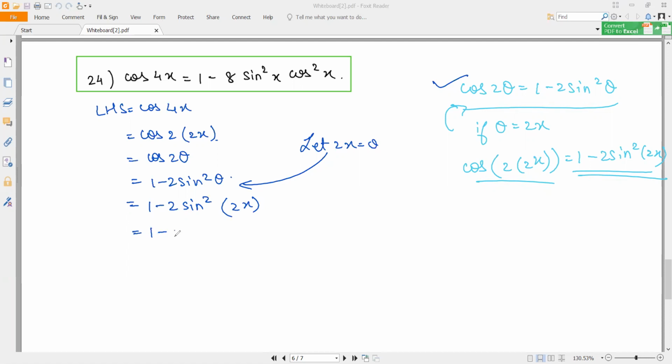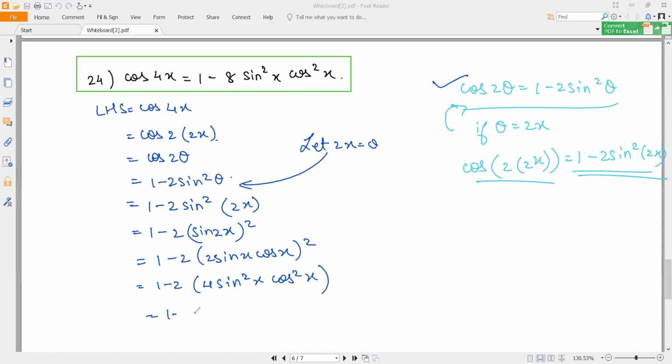This is again 1 minus 2 times sine 2x whole square, which is just the reversal of the steps that you carried out previously. 2 sine x cos x whole square, 1 minus 2, 4 sine square x cos square x. This is equals to 1 minus 8 sine square x cos square x, which is your RHS. Hence proved.